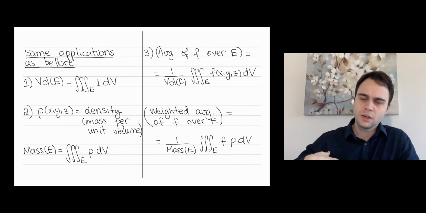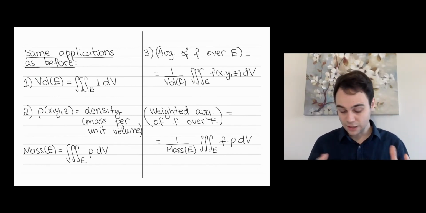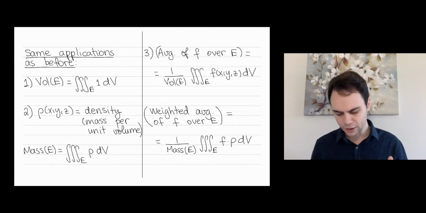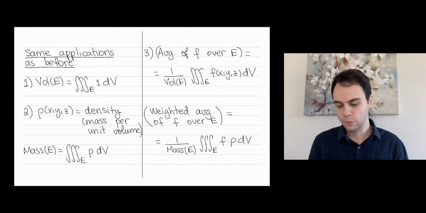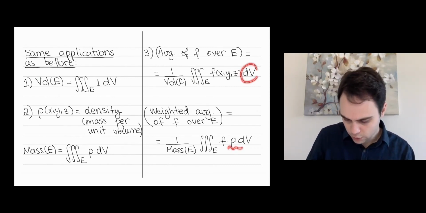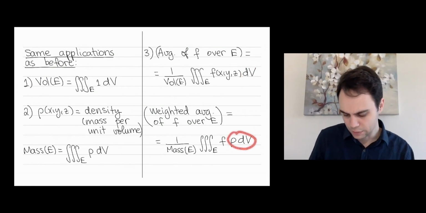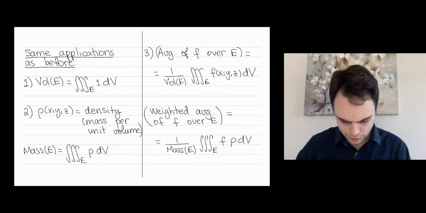Imagine that E was very irregular, and some pieces of it were way heavier than others. When you're forming your average, you might want to give more importance to values that f takes in places where the region has a larger density. So if you want to do that, instead of taking the volume as weight, you take the mass of each little piece, and then you divide by the sum of all those masses.